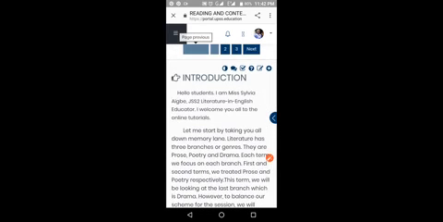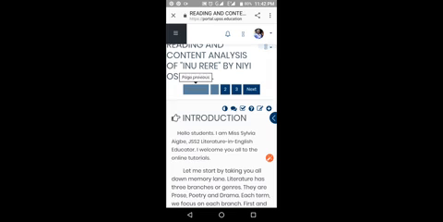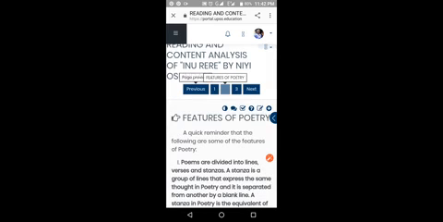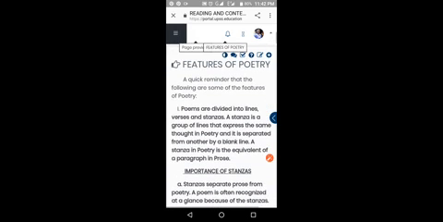We also looked at the distinguishing features of poetry. When I say distinguishing features of poetry, those features that are peculiar to poetry, those features that make poetry different from the other branches of literature. One of them that we looked at was that poems are divided into lines, verses, and stanzas. And we said a stanza is a group of lines that express the same thought in poetry, and it is separated from another by a blank line.